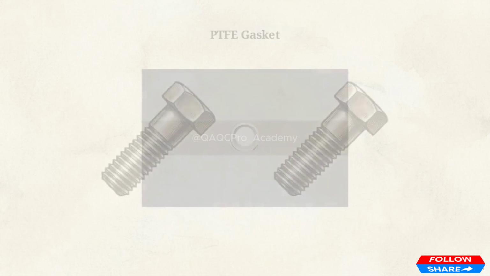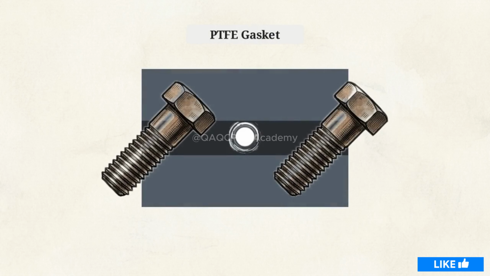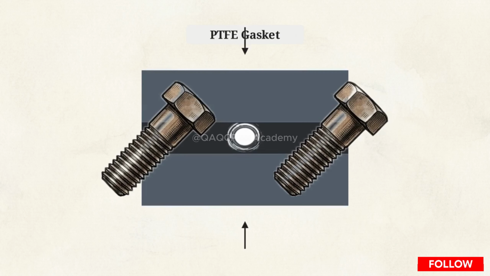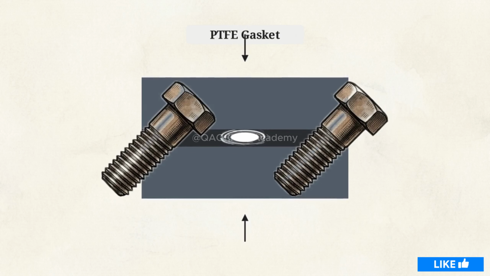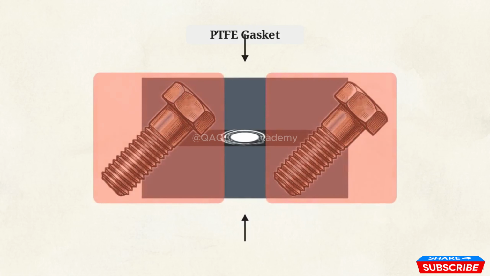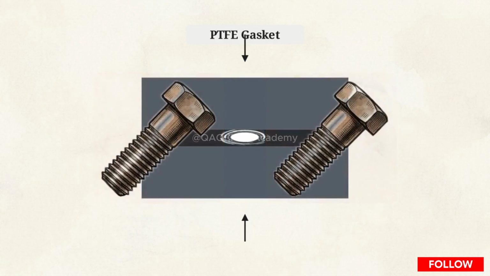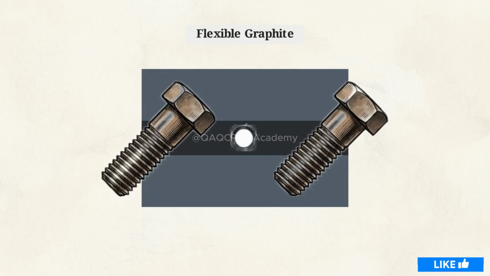But this diagram illustrates PTFE's critical physical vulnerability: cold flow, also known as creep relaxation. Watch how the material slowly flattens and spreads outward under compression. As it thins out, the bolts lose tension, compromising the seal.